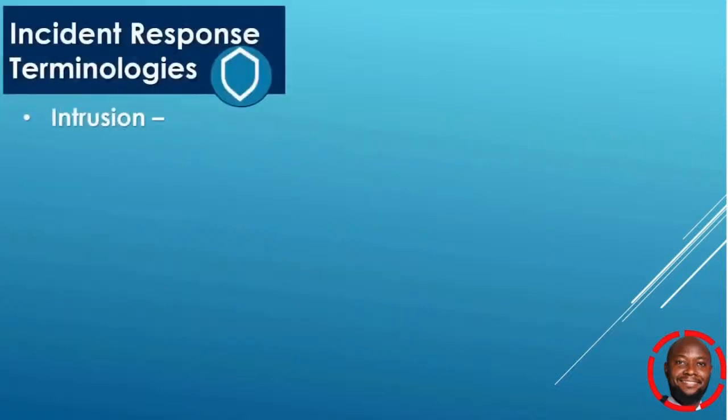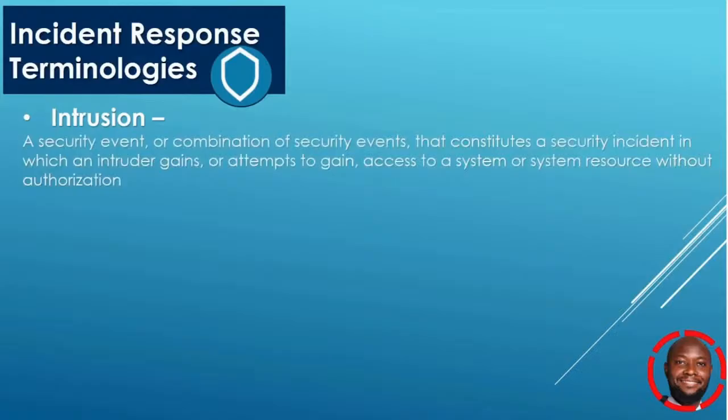We also have intrusion. An intrusion is a security event, or a combination of events, that constitutes a threat or security incident in which an intruder gains or attempts to gain access to a system or a system resource without authorization. So when any of these things happens, you say you have an intrusion, meaning that there's been an exploit, or somebody has attempted to gain unauthorized access. So when you notice any of these things within your system, there's an intrusion.